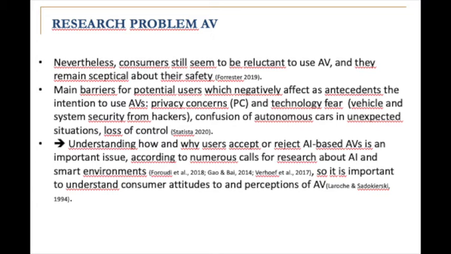So understanding how and why users accept or reject AI-based autonomous cars is an important research issue and gap. According to numerous calls for research in different journals about artificial intelligence and smart environments, it is important to understand consumer attitudes, perceptions, usage, and the barriers of use of autonomous cars. So this is a gap we intended to close in our research and in our article.